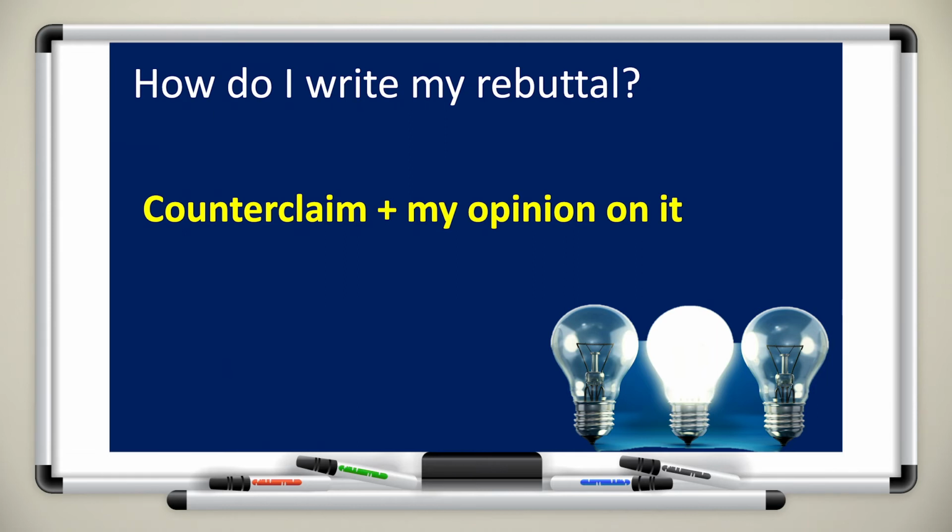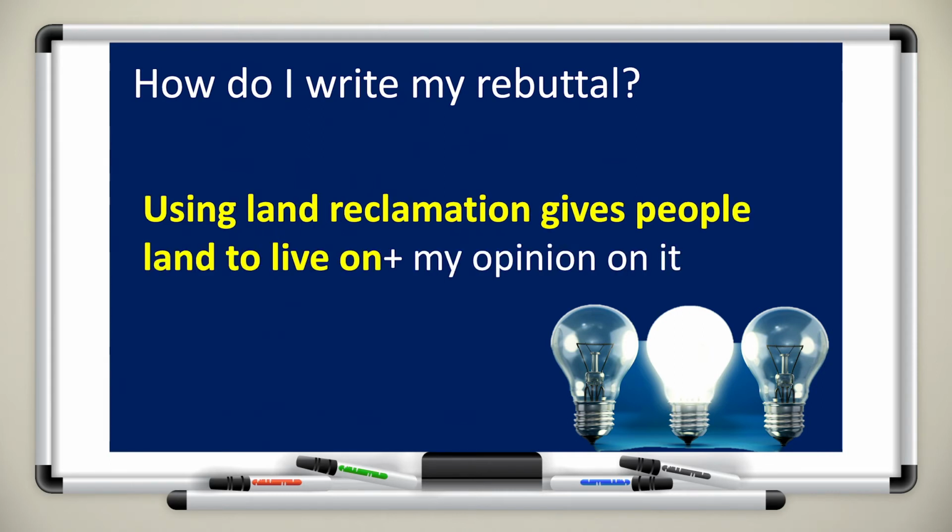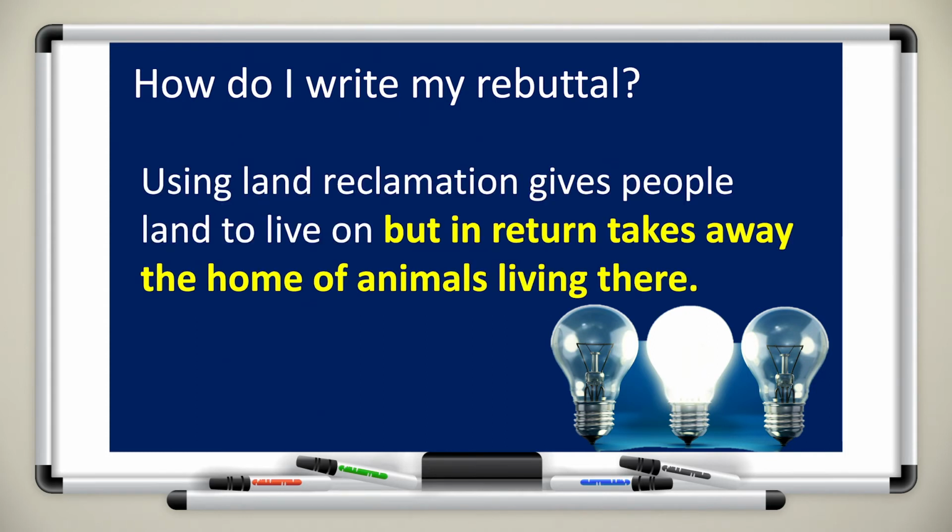And your rebuttal is the counterclaim and your opinion on that. So let's see what we can say. Using land reclamation gives people land to live on. This is what other people think. That's not our opinion. So how would we respond to that? We can say, but in return, it takes away the homes of animals living there. So remember, whenever you're writing the other point of view, you write down what they think and you reply to them with your opinion. Excellent.